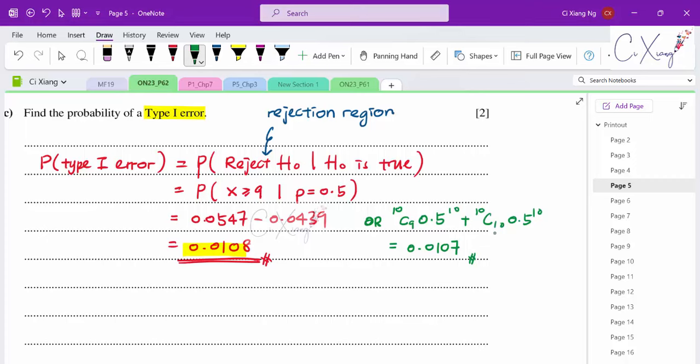So both answers are accepted in the marking scheme actually. If you use the formula to calculate directly, this is the value that you should get. And if you use the value from part A that we did just now, the answer should be 0.0108. So this is how we calculate the type 1 error in this question.